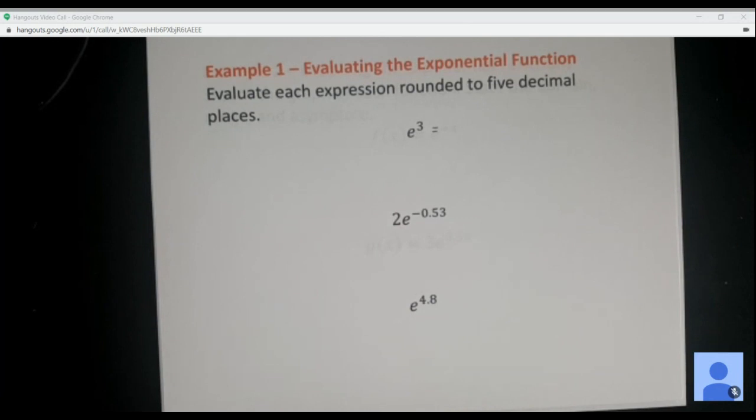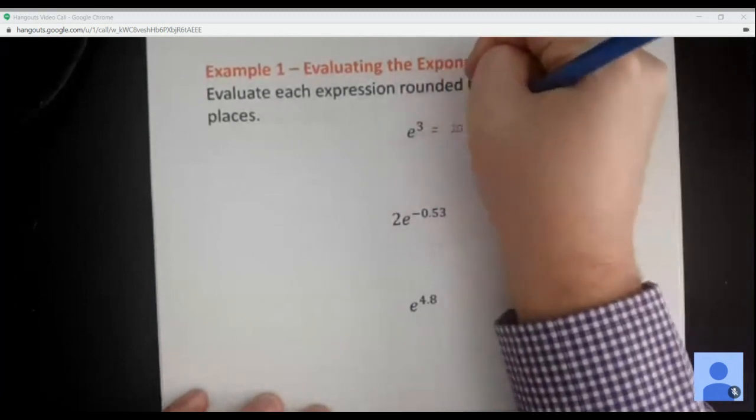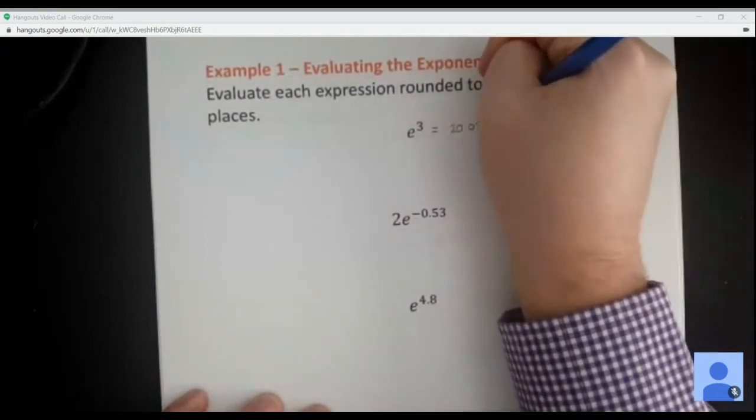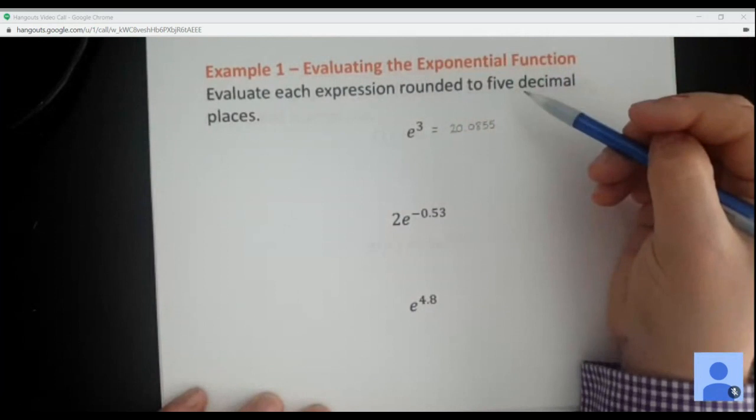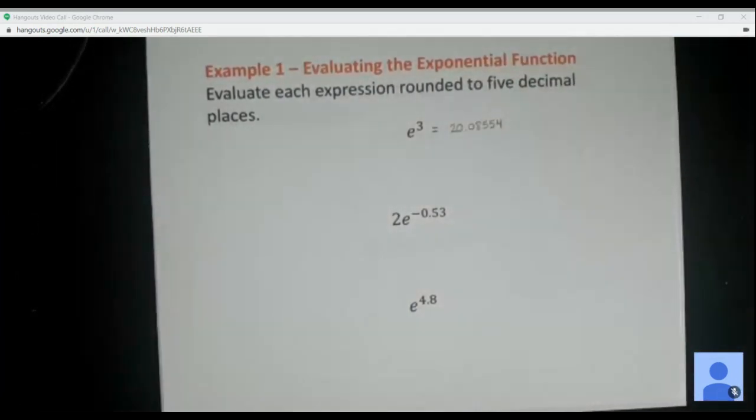And we'll just round this. Let's go with 4 decimal places. Tell me what you get. Well, it says 5, but okay, so 20.0855. Good. And if we follow directions, it says 5, so that would be a 4 after that if we go to 5 decimal places. Any questions on how we got that?